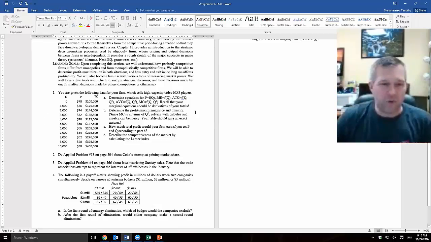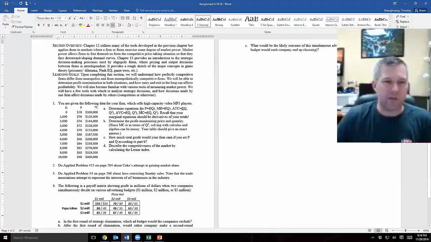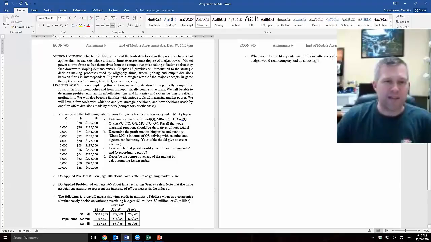So for B, determine the profit maximizing price and quantity. When you see that we have to decide the profit maximizing price, it indicates that we're thinking about a firm that has some degree of market power, because perfectly competitive firms don't have to choose the price.